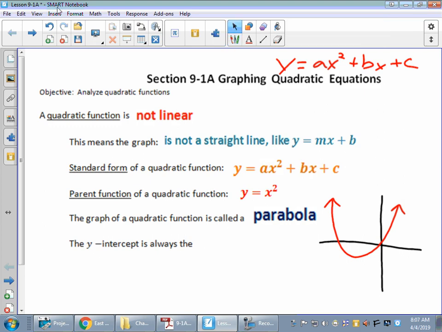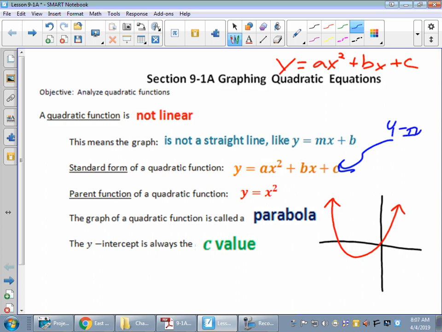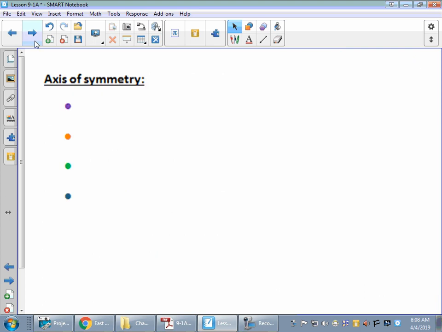And then the y-intercept is always the c value. The c value is always the y-intercept. And we know what a y-intercept is. It's where it crosses the y-axis. So in our little sketch, this right here would be the y-intercept, which would be your c value. Okay? So a lot of terminology today and a lot of things we're going to talk about to analyze this stuff. And then tomorrow, or 9.1b, we'll really start getting to graphing it.